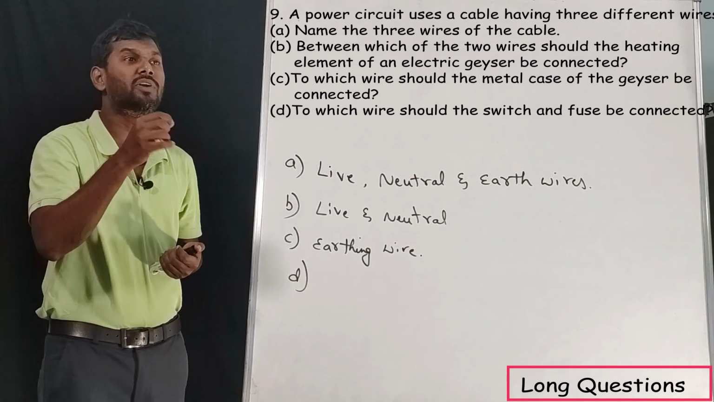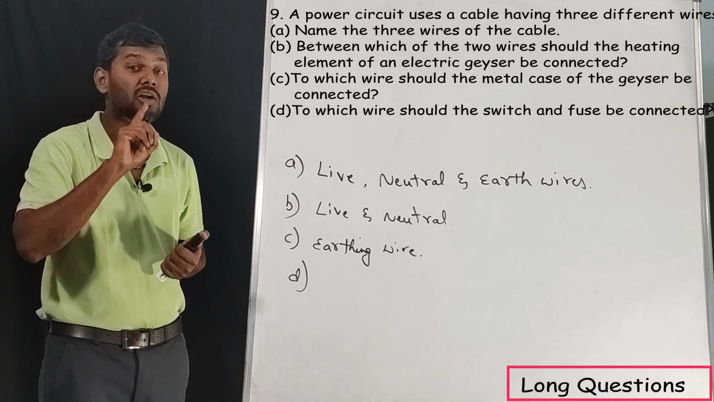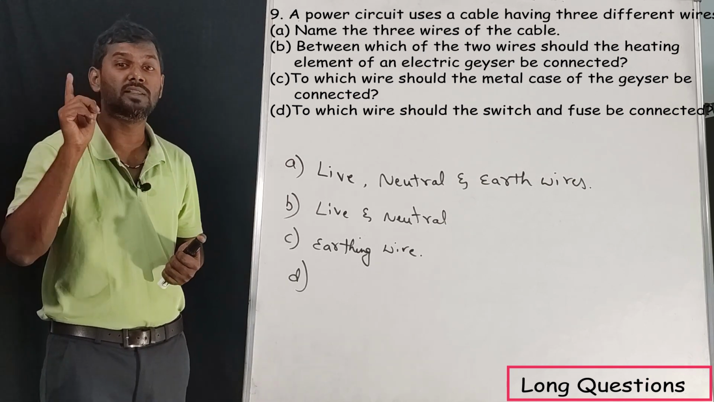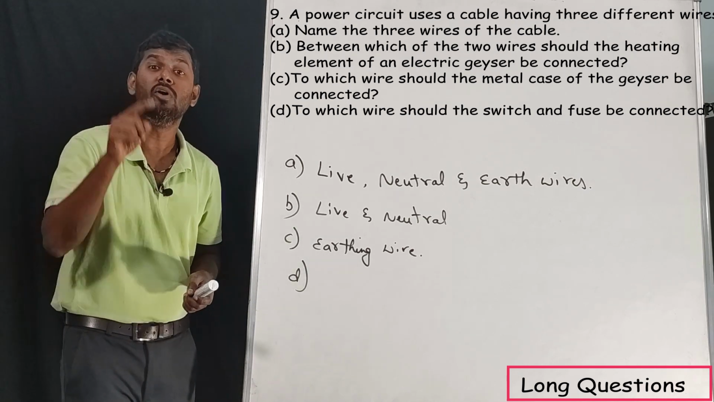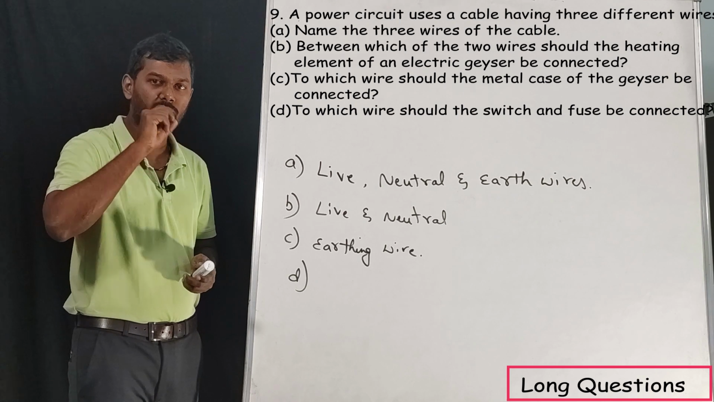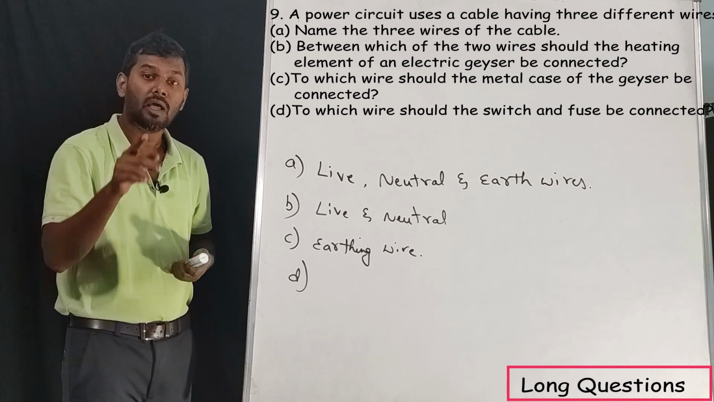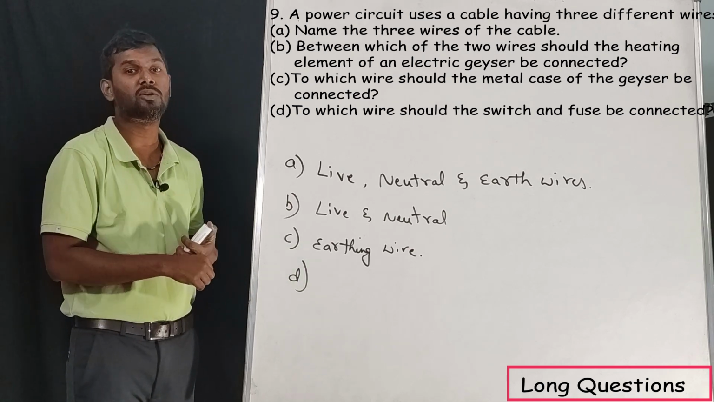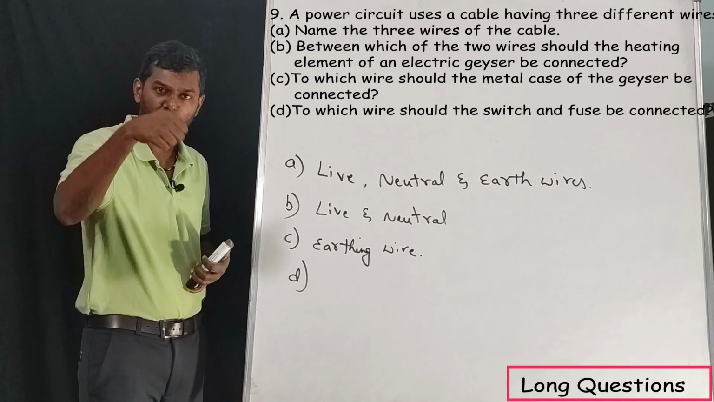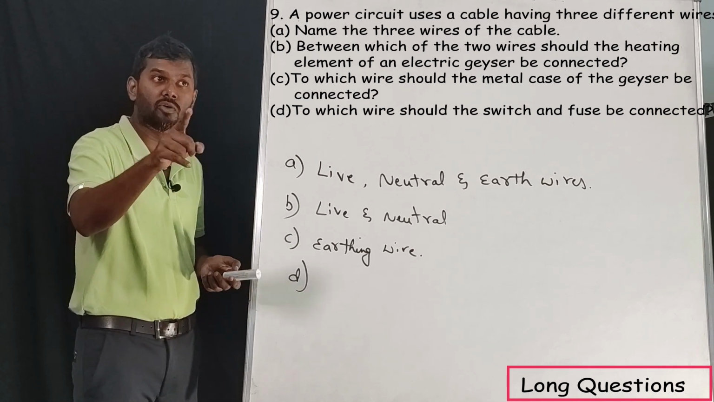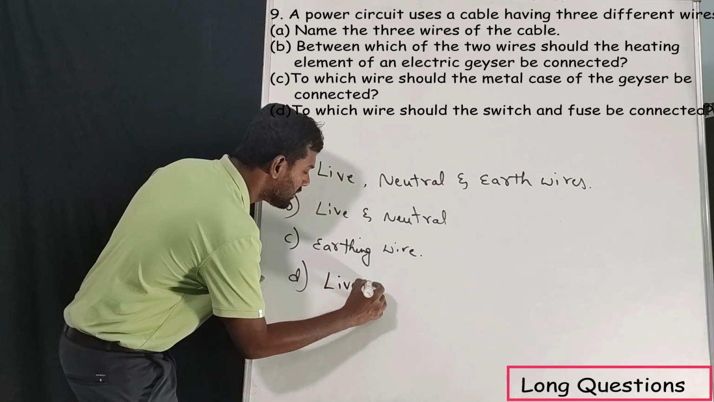Next, to which wire should the switch and fuse be connected? So switch and fuse are not considered as appliances, those are functional devices. So switch and fuse should always be connected to the live wire. If you connect the fuse and switch to the neutral wire also, it will do its job, but the appliances will always be connected to the high potential side, nothing but the live wire. So whenever you touch it, you will get a fatal shock. So fuse and switch should always be connected to the live wire. Keep this in mind.